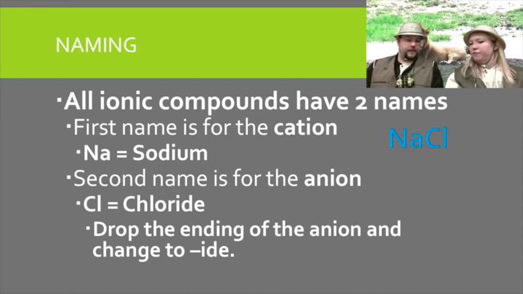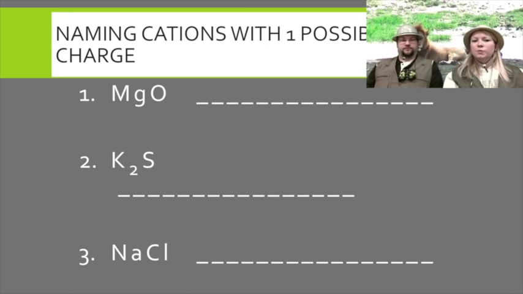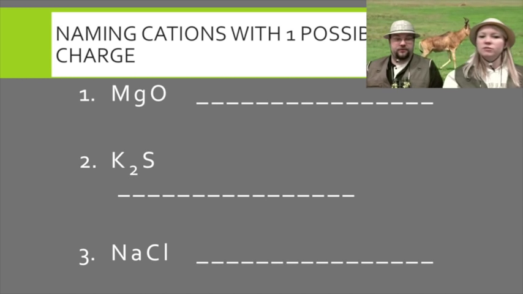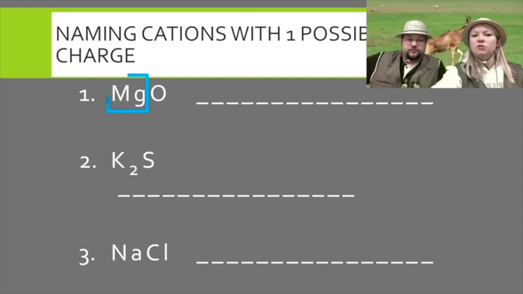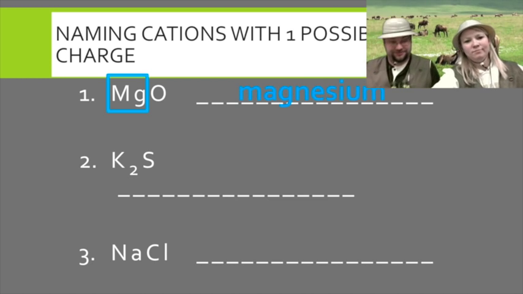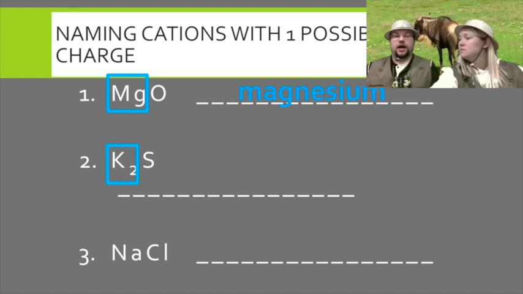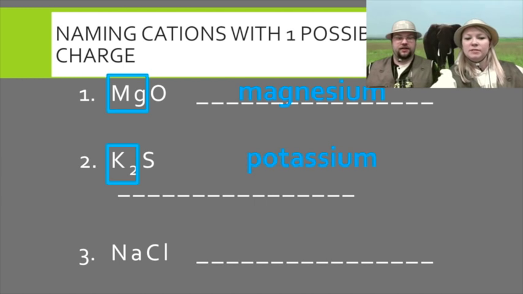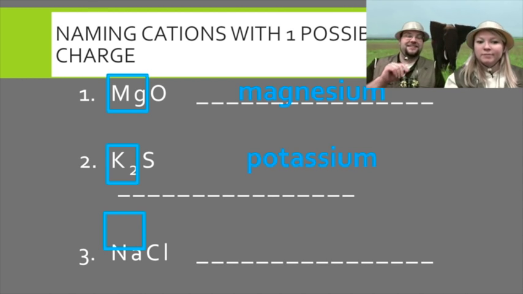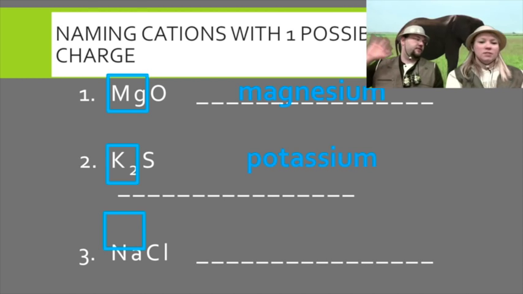So let's try a few. We have MgO. We're just going to name the cation only this time, which is the first one, the metal. So Mg is called magnesium. Easy. K is potassium. As you can see, the spacing is off. I apologize. The fact that there are two Ks does not matter at all.